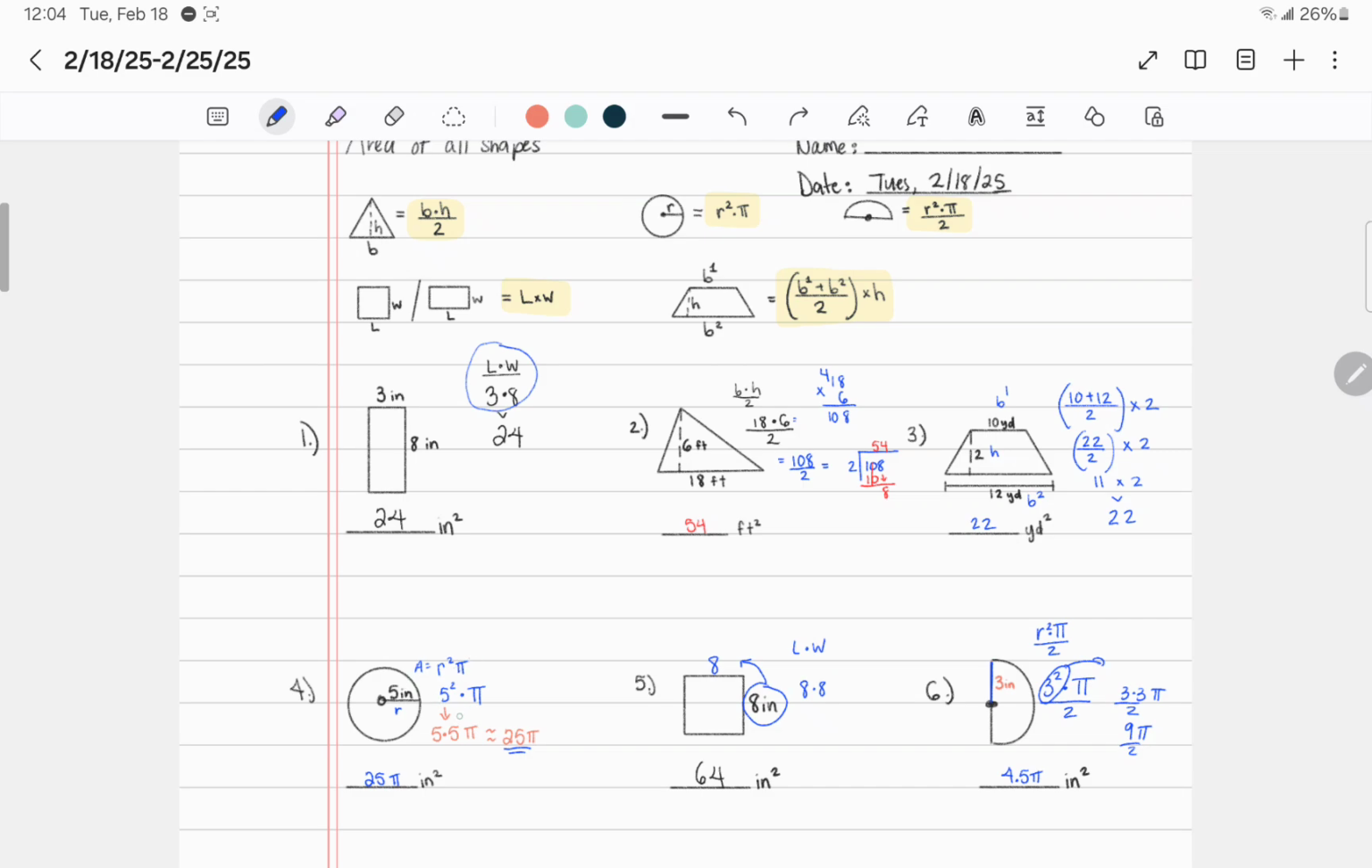Here we just do number 4, the number times itself. So 5 times 5 with the pi symbol. Here we do the same number times itself as well. And then last, we do the radius times itself with the pi symbol, and then divide it in half because it's half of a circle, semicircle.